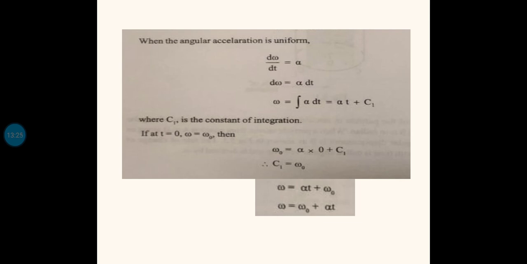The same equation we use in the rectilinear motion, that is v equal to u plus at. I think you remember that. So the same equation is coming here. Omega is the current angular velocity, the final angular velocity. Omega 0 is the initial angular velocity, and alpha is the angular acceleration. So omega equal to omega 0 plus alpha t, that is v equal to u plus at. This is the same as the equation that we have used in the rectilinear case.